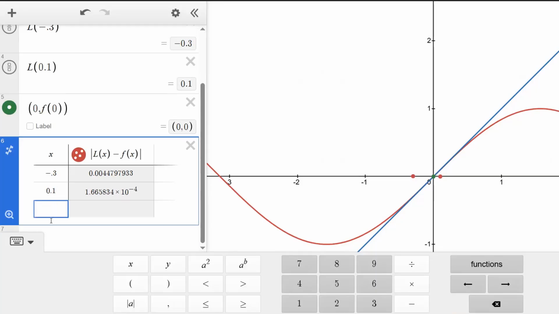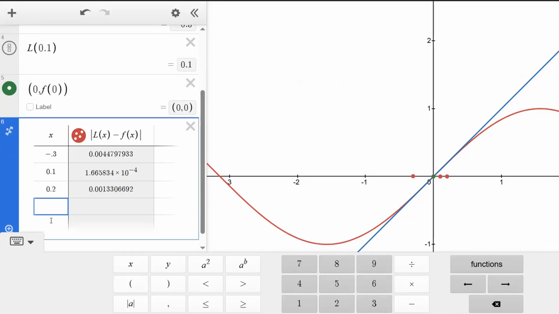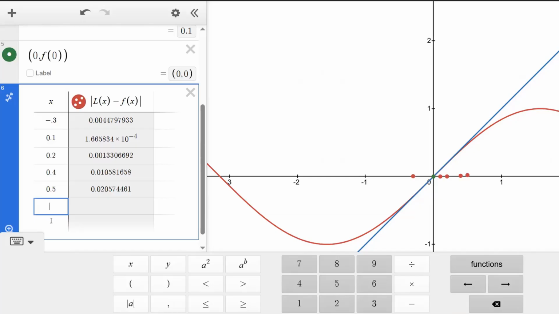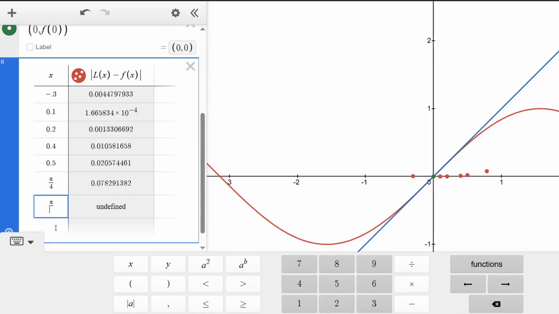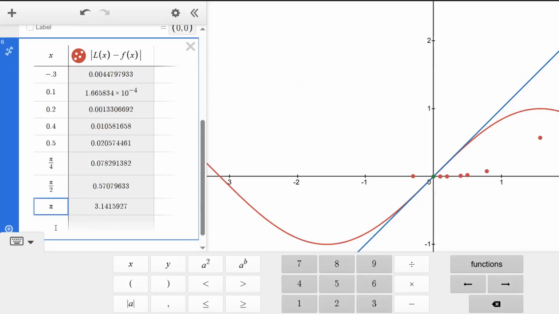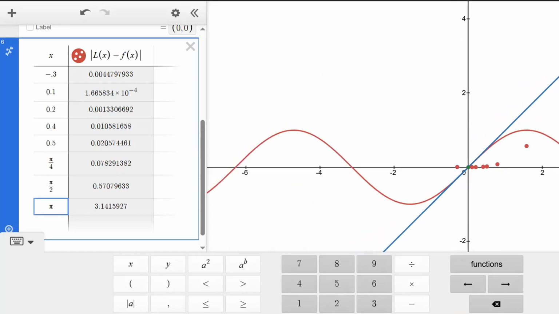0.000166583. Now notice this, as I get further and further away, 0.2, the error is becoming a little bit bigger and bigger and bigger each time. If I try pi over 4, which is approximately 0.7854, notice the error gets even bigger. If I go all the way to pi over 2, it gets bigger, and pi is going to get bigger and bigger. And you can see over here on the graph that as I get further away from the point of tangency, the error is getting bigger. That's what these points are here. Graphically, the error is the distance between the tangent line and the curve for that specific x value.